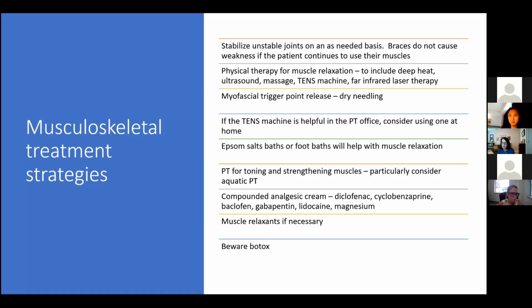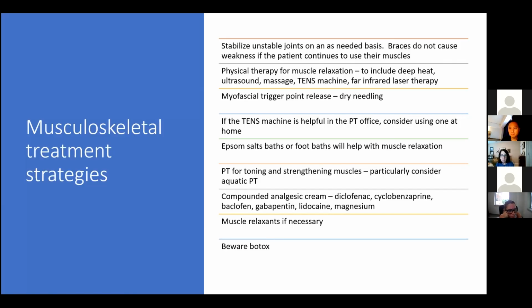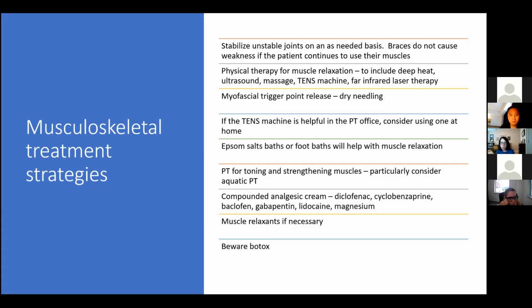If the TENS machine is helpful in the PT office, we consider using one at home. They're now very affordable and easily obtained for home use. Epsom salt baths or foot baths can help with muscle relaxation. And then PT for toning and strengthening the muscles, particularly considering aquatic PT, is really, really helpful to many of these patients. I prescribe a compounded analgesic cream that has a combination of diclofenac, cyclobenzaprine, baclofen, gabapentin, lidocaine, and magnesium.